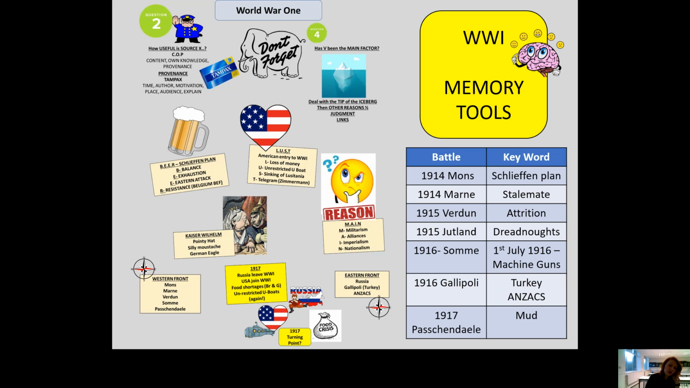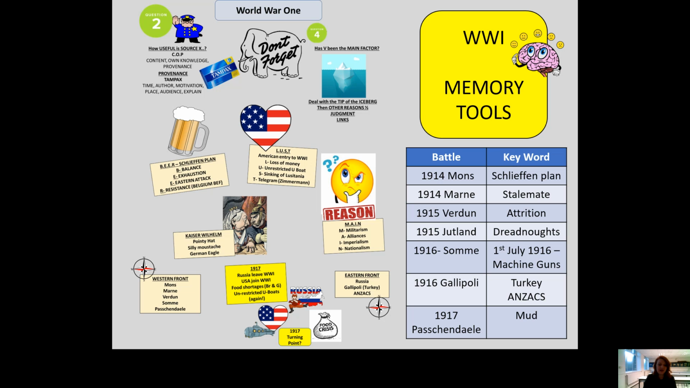Next slide is World War I. So again, just a couple of exam tips on the top. The iceberg for the factors, and then we've got the how useful question. American entry, lust, beer, the Schlieffen plan, the Kaiser. This one's a big one for me. You can spot the Kaiser in a source. Pointy hat, silly mustache. He'll always look like that in a source, particularly an English source where they're trying to ridicule him.